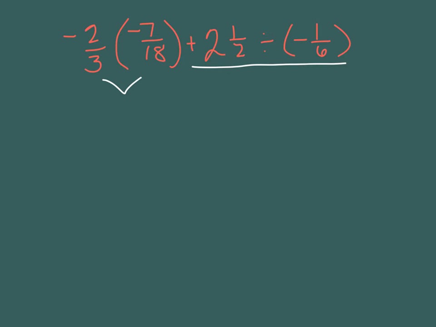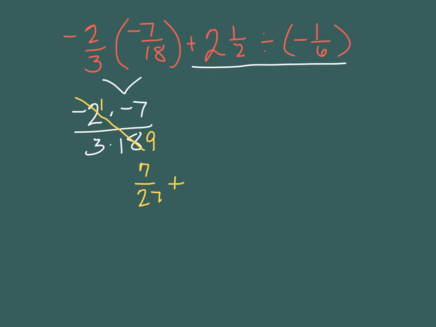When I multiply, I get to do the math Macarena. I'm not dividing, I go right to multiplication, and I'm going to keep the top with the top and the bottom with the bottom. Now I should make my life easier if I know that I can do some cross-canceling. 2 goes into 2 and 18. This becomes 1. This becomes 9. So the answer to this is going to be negative 1 times negative 7 is a positive 7, and 3 times 9 is 27, plus 2 1/2 divided by negative 1/6.